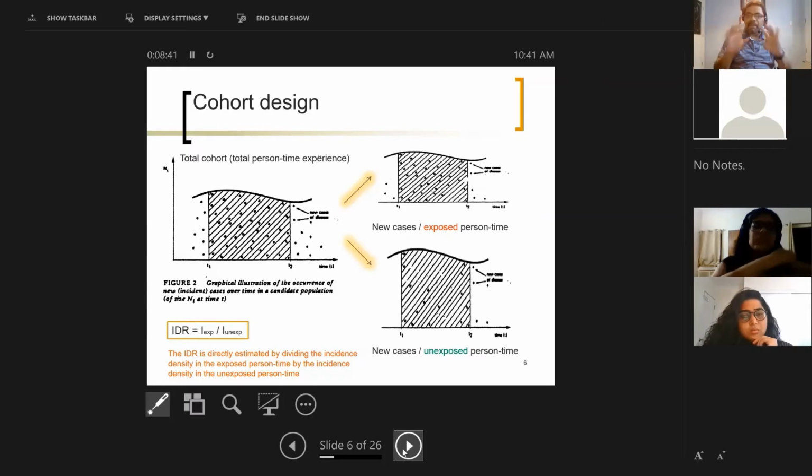We strip apart this entire mass of person time into those who happen to be exposed compared to those who were not exposed. Now, the beauty of this design is that it doesn't pin anybody down to only one state. In my life, for example, I could have smoked for 2 years in my life. The remaining 40 years, I may not have smoked. So then what would happen to me is that I would appear in both the plots. 2 years of my time will be counted in the exposed person time category. 40 years of my life will get counted as the unexposed category.